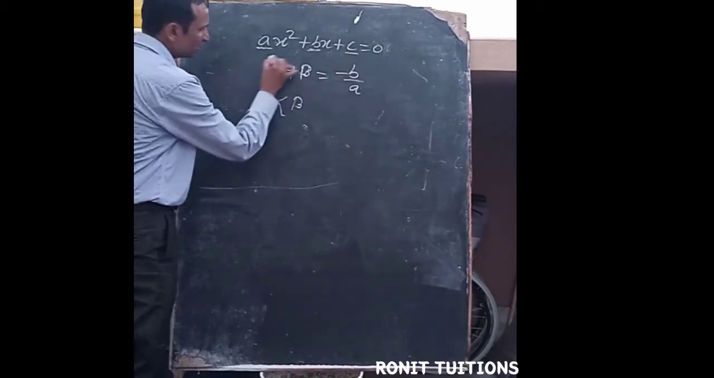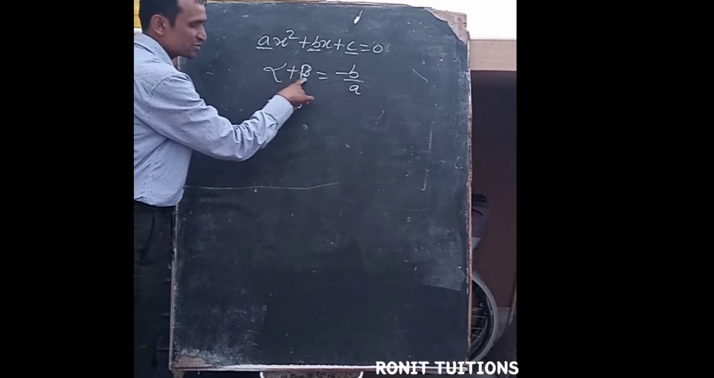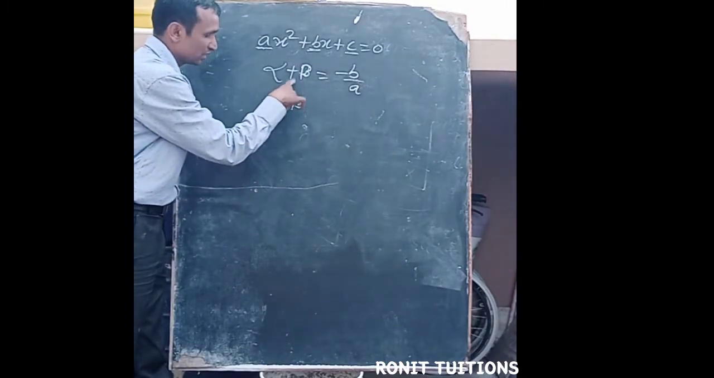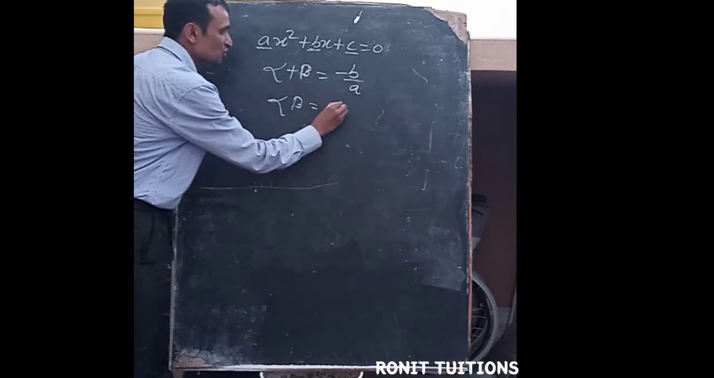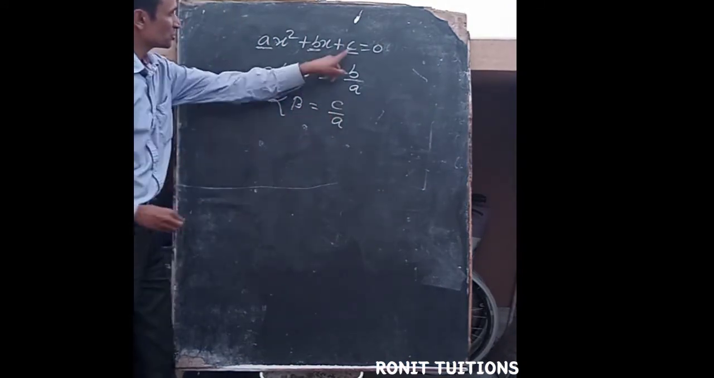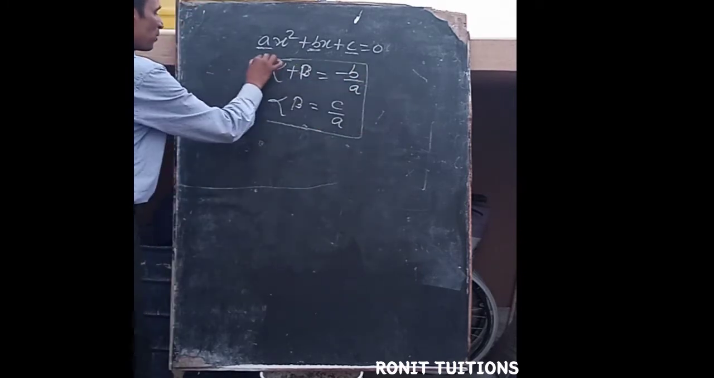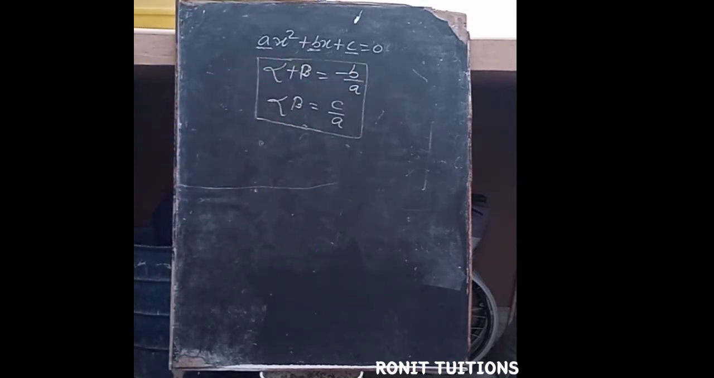What do I call this one? Alpha plus beta, another name is zeros. Zeros of that. Alpha beta is equal to what? C by A. This is your formula that we are going to use to find the answer. Everybody write it once.